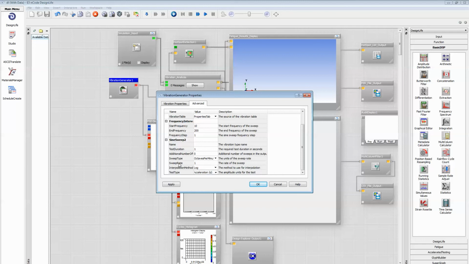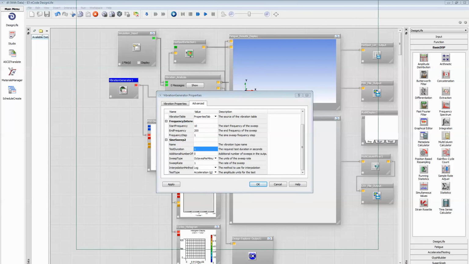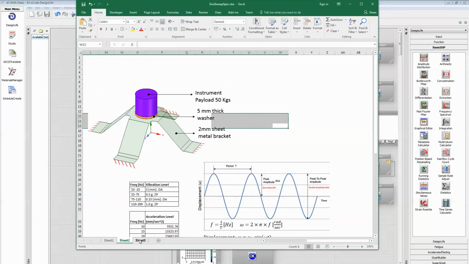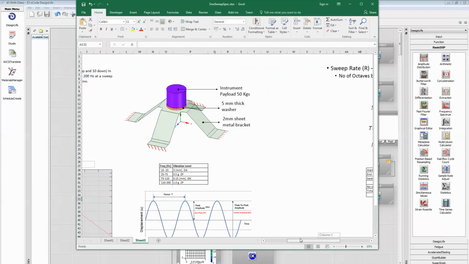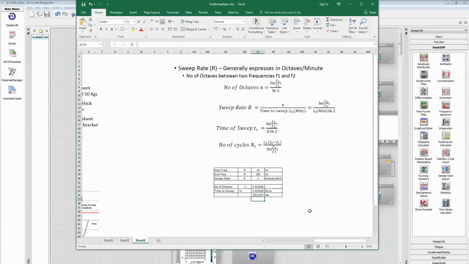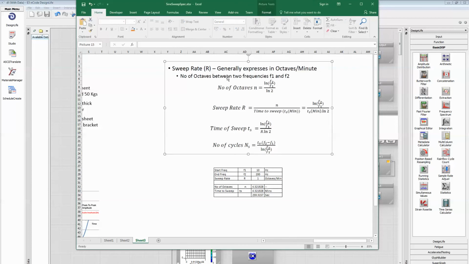Another important parameter we need to consider is the test duration. So we need to provide how much time it is going to take to do one sweep. That can be calculated using simple formulas. We have seen that in the past. How do we calculate frequency versus acceleration? There are formulas in the standard textbooks that relate sweep rate with the frequency range.